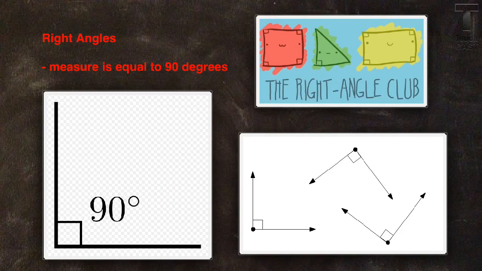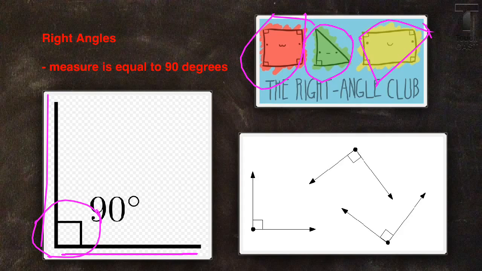Next we have right angles, and these measure 90 degrees. Usually whenever you see a right angle, there's a little square at the vertex. This just indicates that it is for sure a right angle. You're usually going to see these on rectangles and squares, and then you will see them in right triangles. Another thing that is special about a right angle is that its two rays are perpendicular to one another.